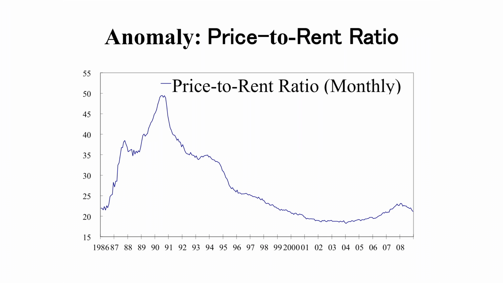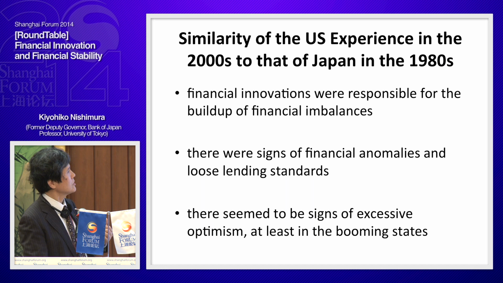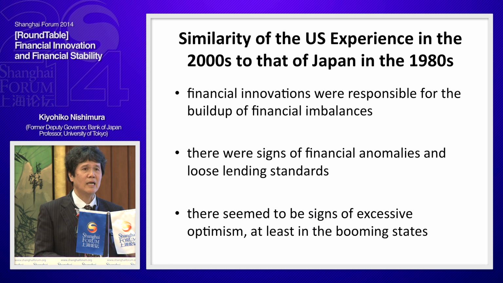It should be noted that this quality-adjusted price-rent ratio has only recently become available. So at the time of the bubble, we didn't have a reliable price-rent ratio. So the point is that it is very important to have real-time data with respect to the anomalies in asset markets, including property markets. But anyway, there are anomalies which are very big, and that really flags some problems.